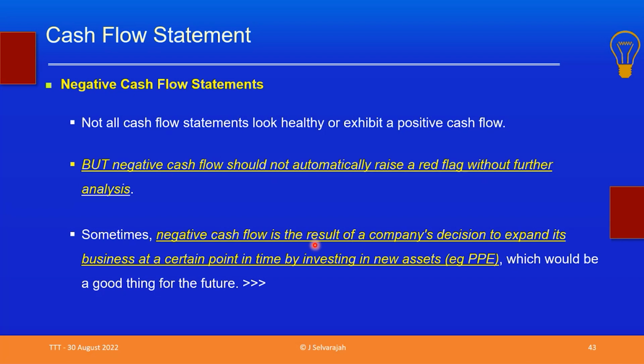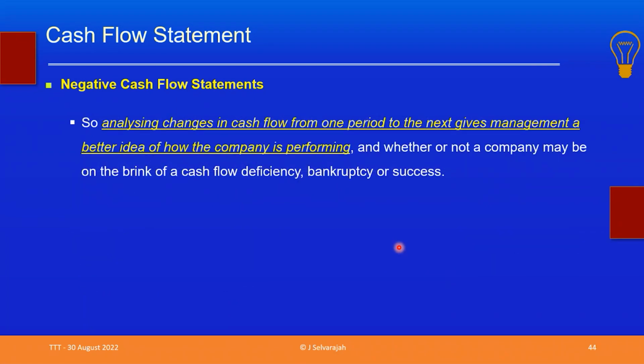Negative could be the result of a decision to expand the business at a certain point by investing in new assets, which actually is a good thing for the future. So what we need to do is analyze the cash flow from one period to another, and that gives the management a better idea of how the company is performing. It also gives a good idea to an investor and the reader of a financial statement how it is carrying on, and whether or not a company is on the brink of a cash flow deficiency, or on the brink of bankruptcy or success.